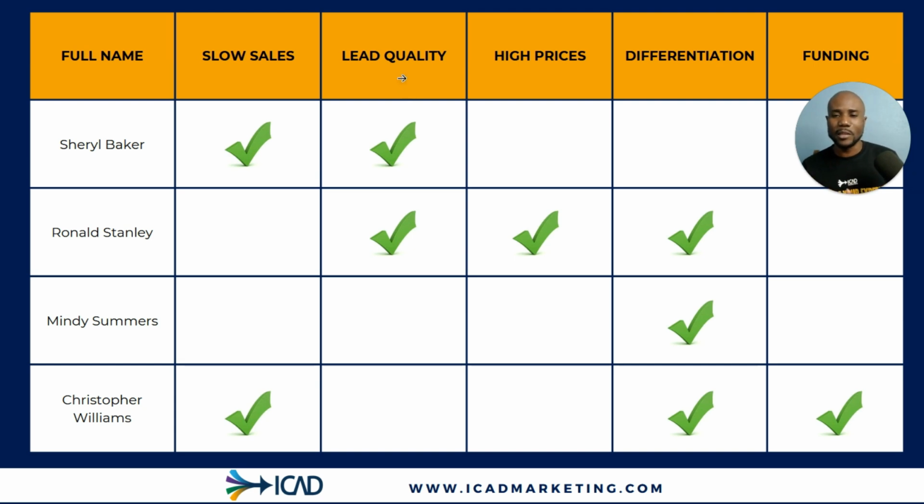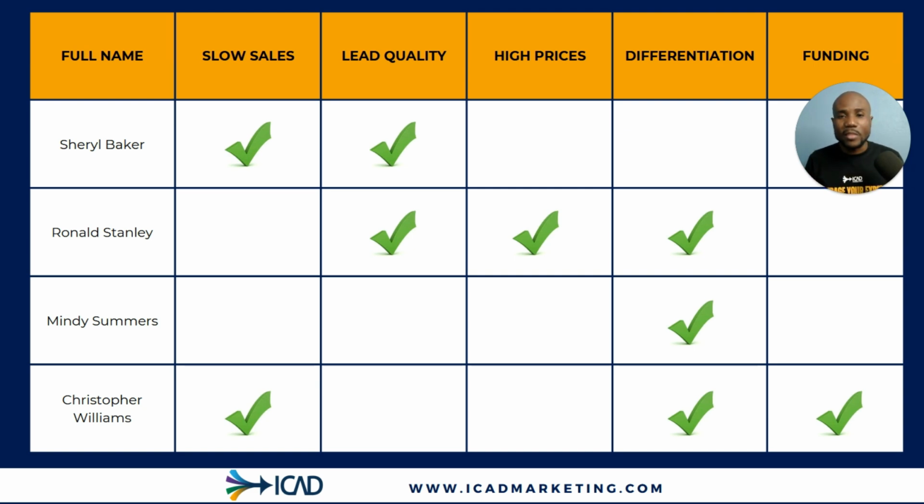So looking on this, we can see that the top 3 are differentiation, lead quality, slow sales. So we wouldn't necessarily include high prices or funding in terms of how we categorize, because what we're trying to do is we want to identify what are the top 3 problems, right? Are the top 3 categories, which is the reason why, before we actually created different themes, because we want to be able to identify which are the top 3 themes or the top 3 categories.